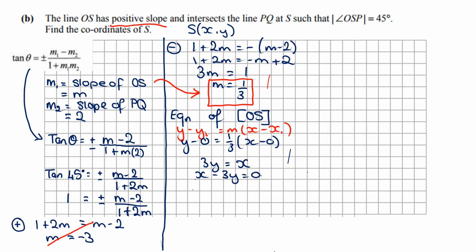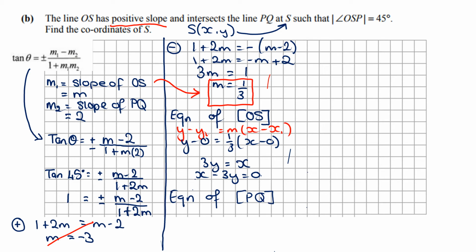So that's our OS. Now, they did tell us one other thing about that coordinate S, and it intersects the line PQ at S. So S is that point of intersection. So it's the point of intersection of OS and PQ. So we're going to find now the equation of PQ.